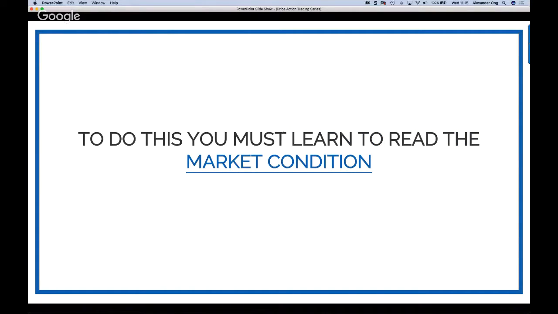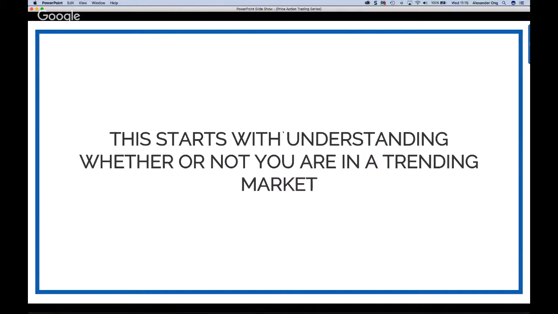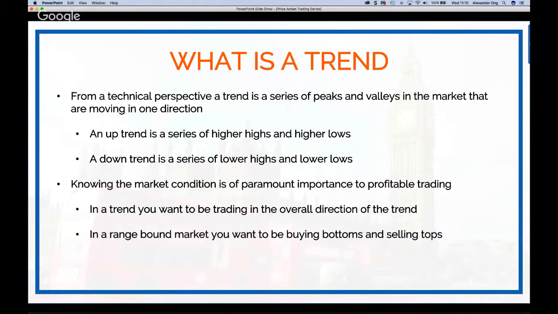Now, to do this, as I just said, we have to learn to read the market condition. And this starts with understanding whether we're in a trending environment or a consolidating environment. From a technical perspective, a trend is a series of peaks and valleys in the market that are moving in one particular direction. An uptrend is characterized by a series of higher highs and higher lows, and a downtrend is characterized by a series of lower highs and lower lows. Knowing the market condition is extremely important for us to make money trading.